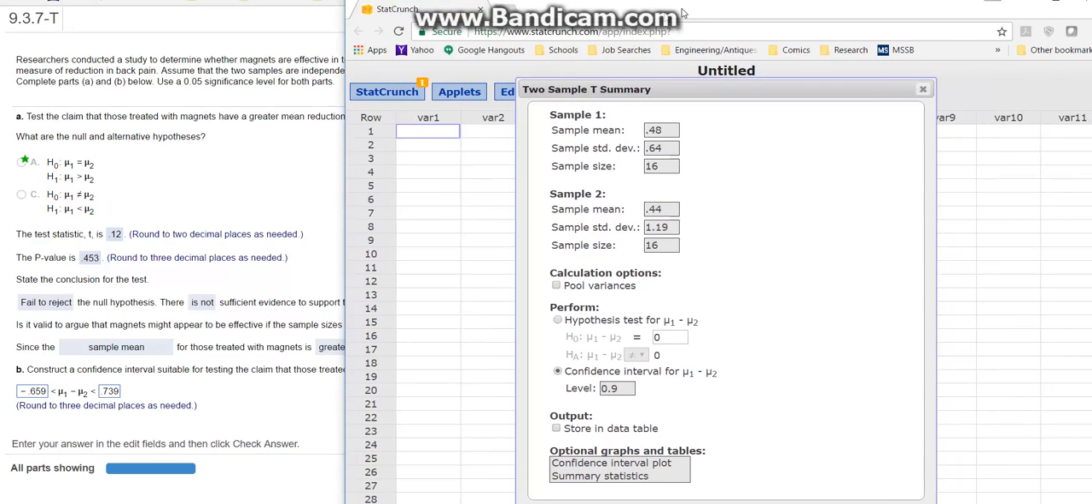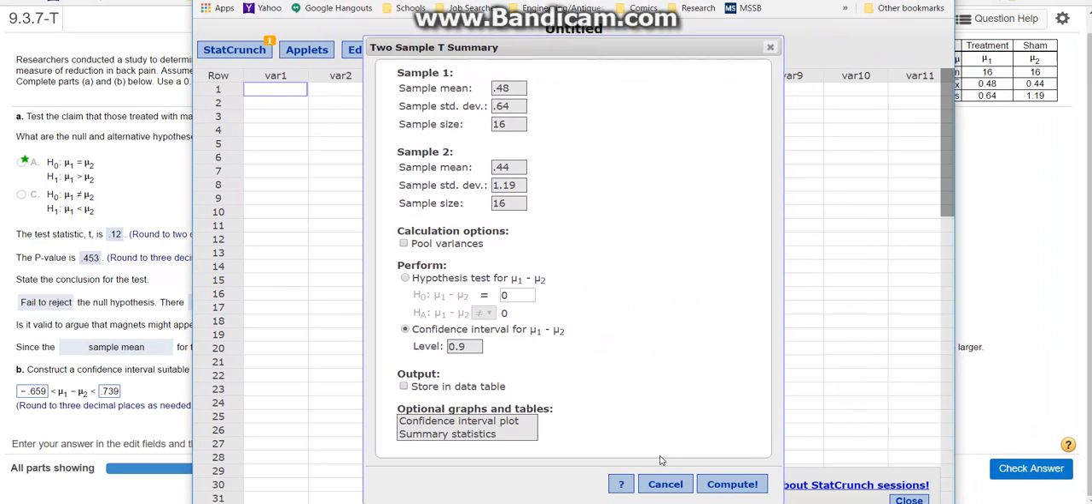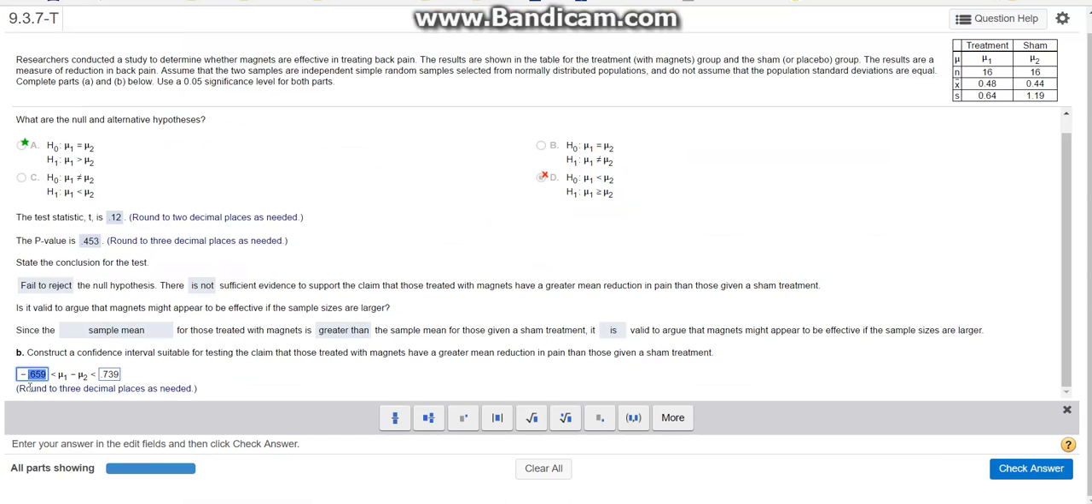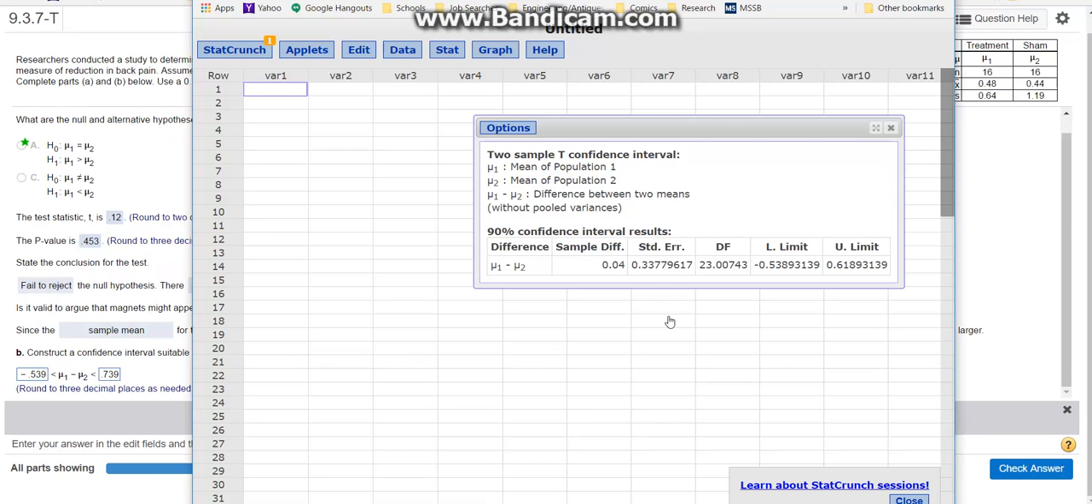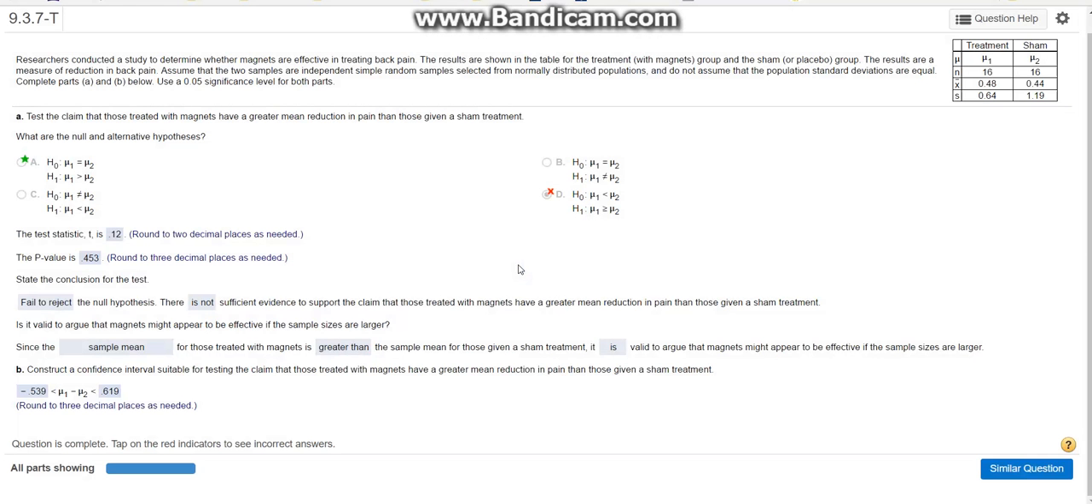Okay? This is the adjustment that I have alluded to in other videos. Hit compute. The lower limit is negative 0.539. The upper limit is 0.619. And that is your answer. Okay? Thank you.